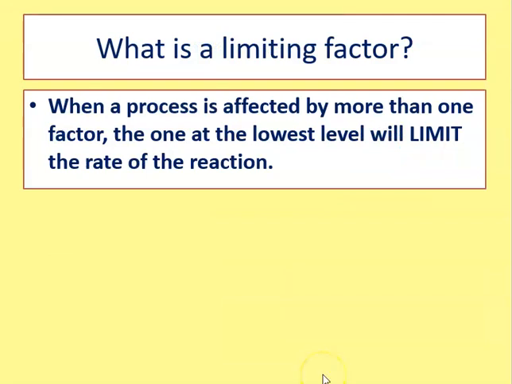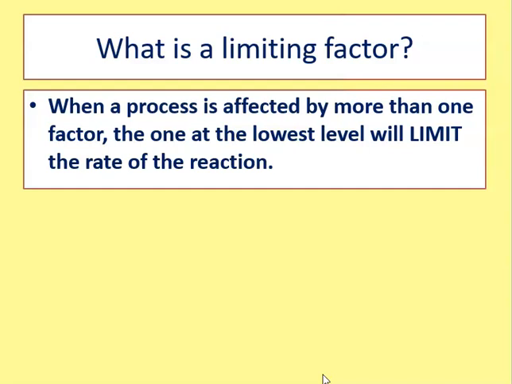Okay, you need to know what a limiting factor is. When a process is affected by more than one factor, the one at the lowest level will limit the rate of the reaction. So what that means is photosynthesis is affected by temperature, light and carbon dioxide levels. If one of them is at a really low level or at a level that isn't efficient for photosynthesis, that will be its limiting factor.